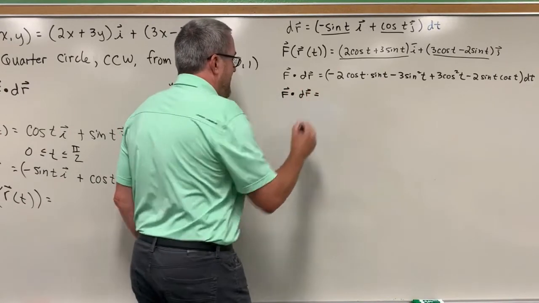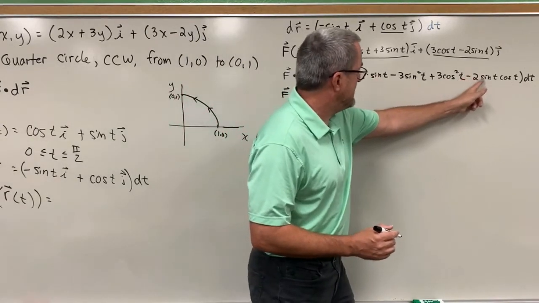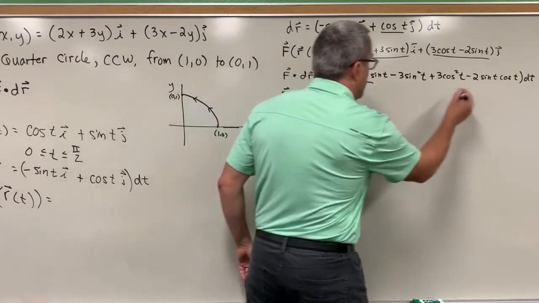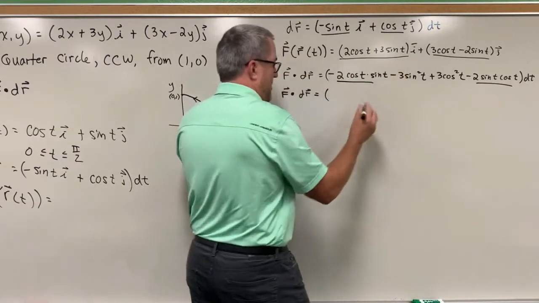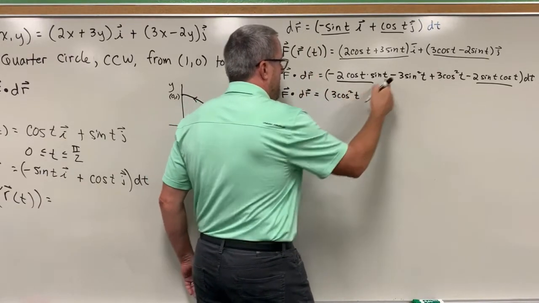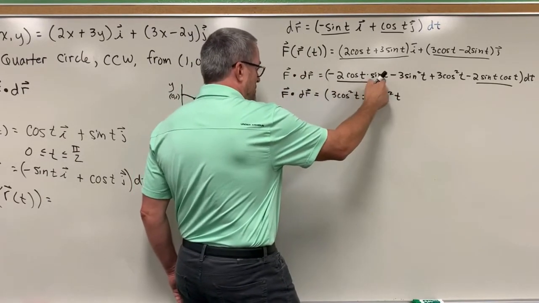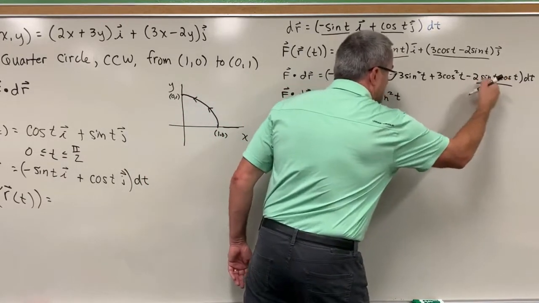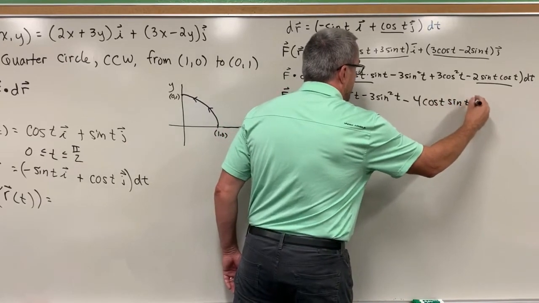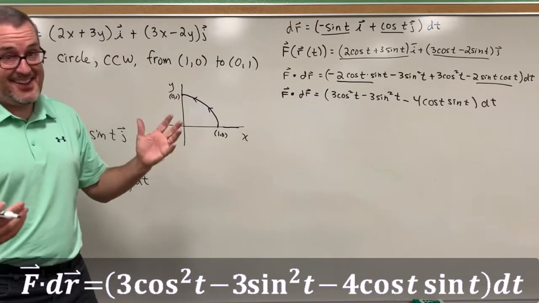Now let's simplify this f dot dr. It's a little lengthy. Let's see, we've got a negative 2 cosine t sine t. We've got another minus 2 cosine t sine t. So what we really have here, if we combine those, let me just write it in a nicer order too. We've got a 3 cosine squared of t minus 3 sine squared of t, and then minus 2 cosine t sine t minus 2 cosine t sine t. That would be minus 4 cosine t sine t.